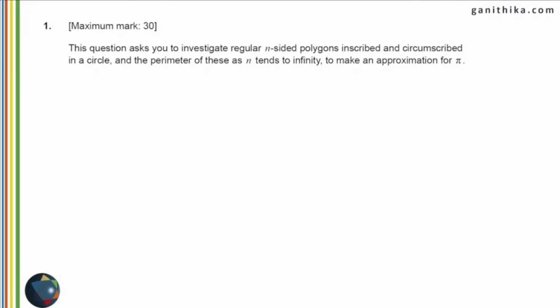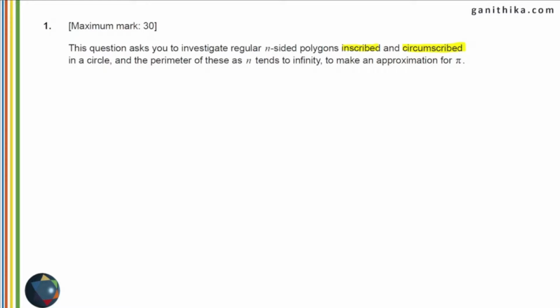Let's start with the statement given for the question. In every question in paper 3, you'll have a statement describing what you're going to do in this particular question. In this case, the question says, this question asks you to investigate regular n-sided polygons. You know what regular n-sided polygons are, which means all the sides are equal. So regular n-sided polygons, inscribed and circumscribed in a circle. Let's highlight inscribed and circumscribed. And the perimeter of these as n tends to infinity to make an approximation for pi. So the final idea of this investigation is to make an approximation for pi.